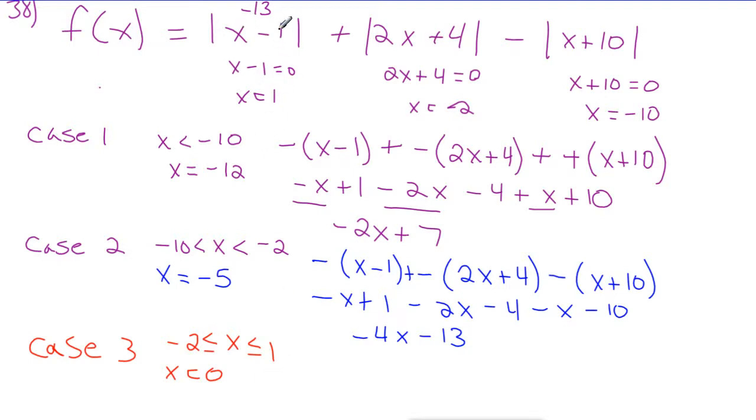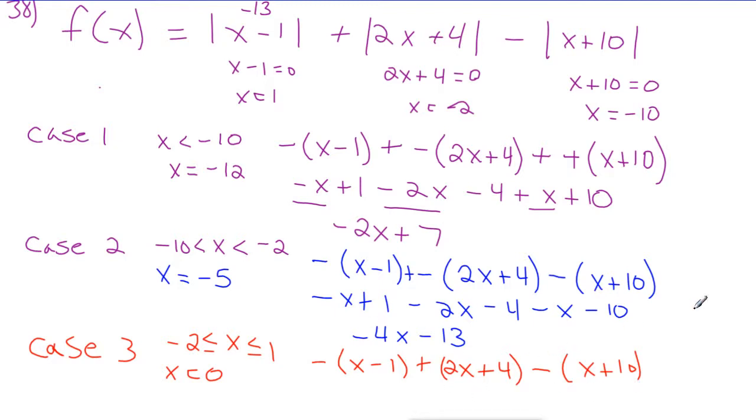So 0 minus 1 would be negative. So again, I want to make that positive, so I negate it. So negative x minus 1. Then I do this for the second part here. 0 plus 4 is 4. That's already positive, so I can just leave that. So it's going to be a plus, and I'll just leave 2x plus 4. Okay, so that part just stays. And then I bring down the minus sign. And if I put a 0 in here, 0 plus 10, again, that's positive, so that stays as well. X plus 10.